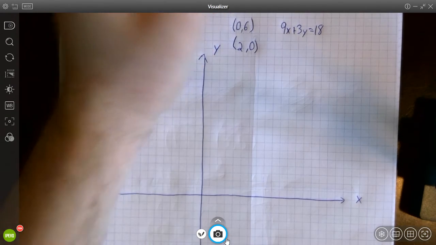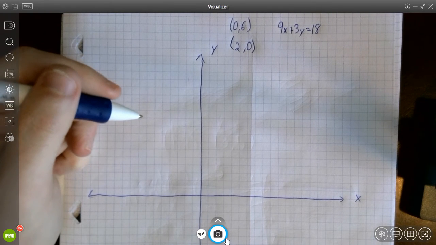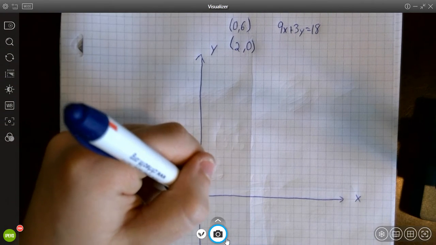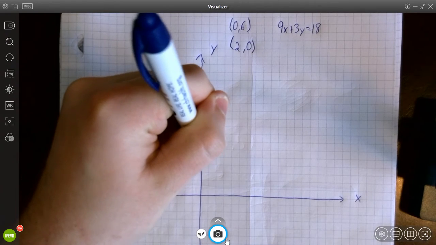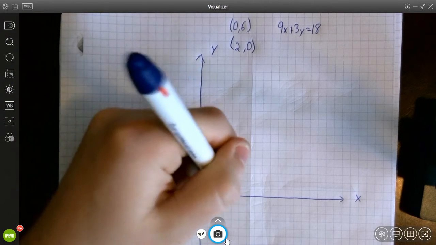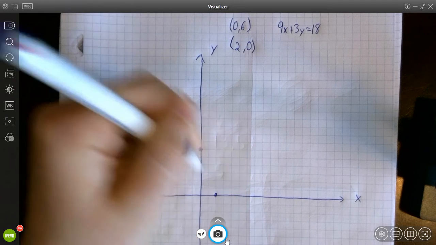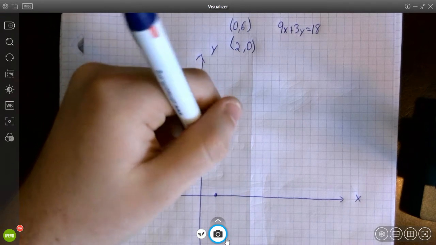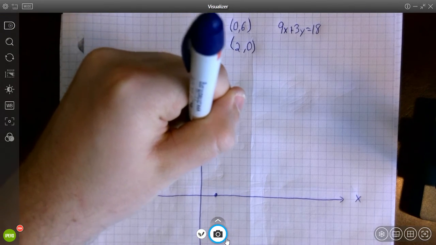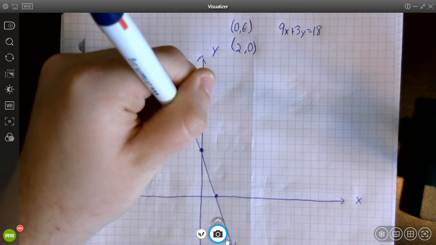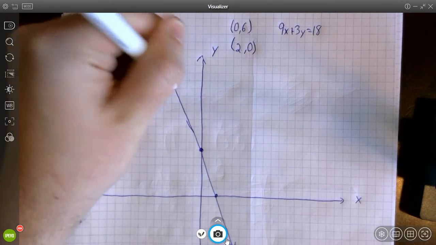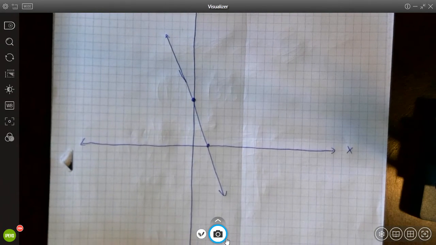So believe it or not, we can find the graph for this equation just by plotting these 2 points. 0, 6, which is right, 1, 2, 3, 4, 5, 6, right here. And 2, 0, which is right here. Now, I'm not using a ruler here. I still got to get one, but what you're going to see is a line graph that looks like that. So we've got the graph for the line 9x plus 3y equals 18.